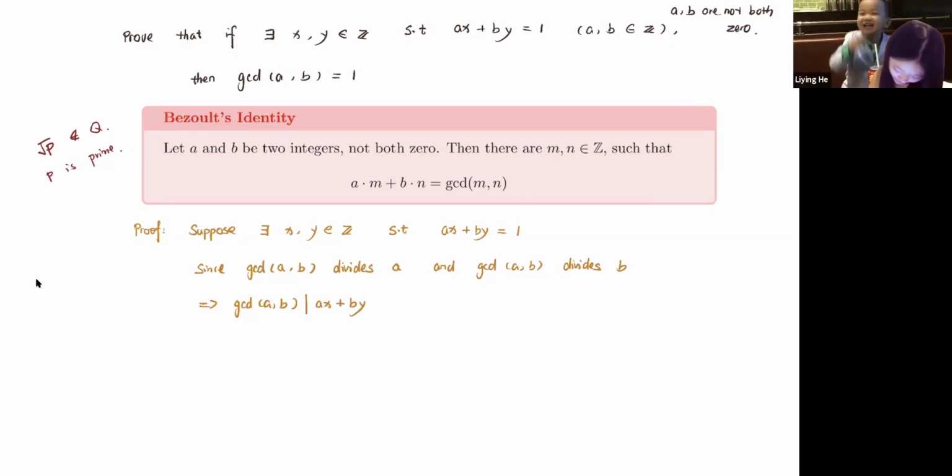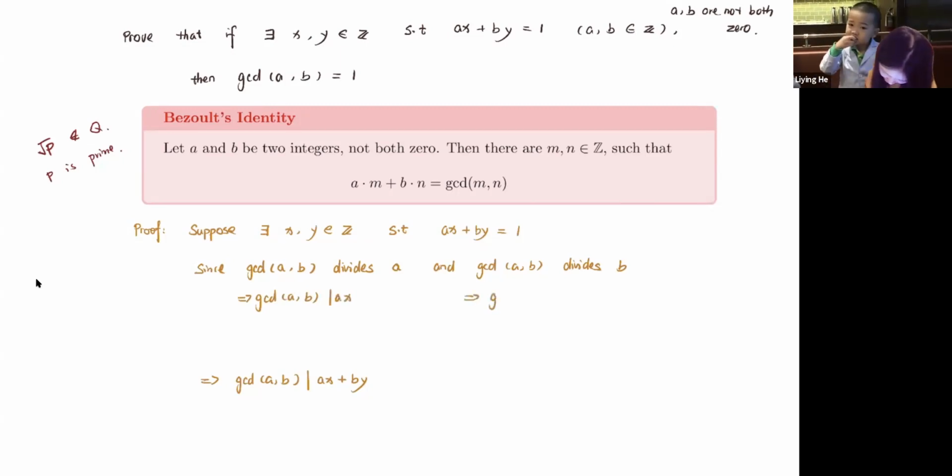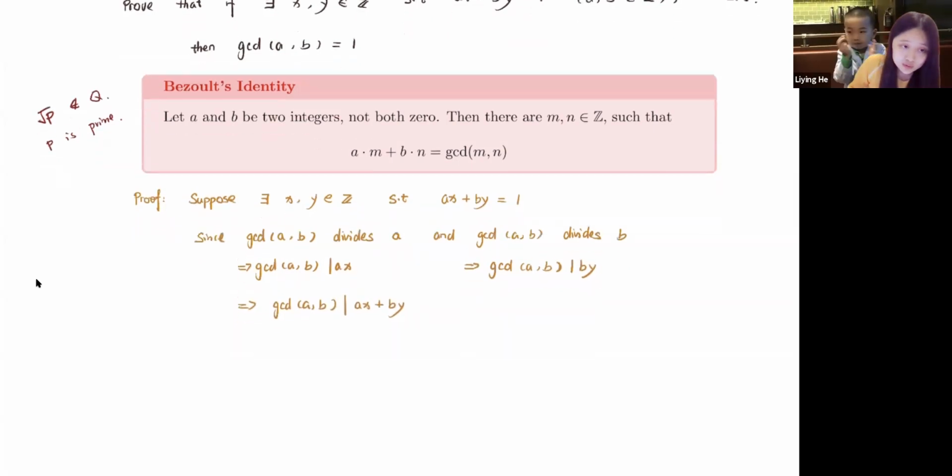Actually, I'll write down more steps because this is not trivial. GCD of AB divides A will give you GCD of AB divides AX. This will give you GCD of AB divides BY. So if you add them together, GCD of AB should divide that too. Any questions so far?